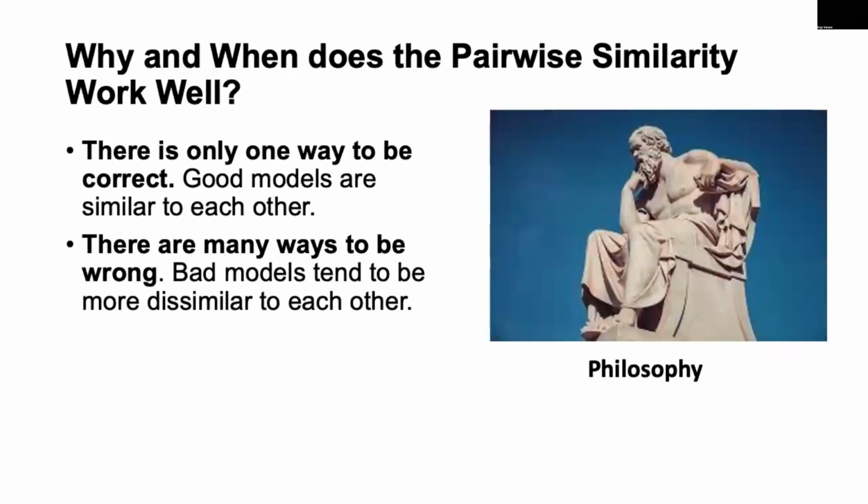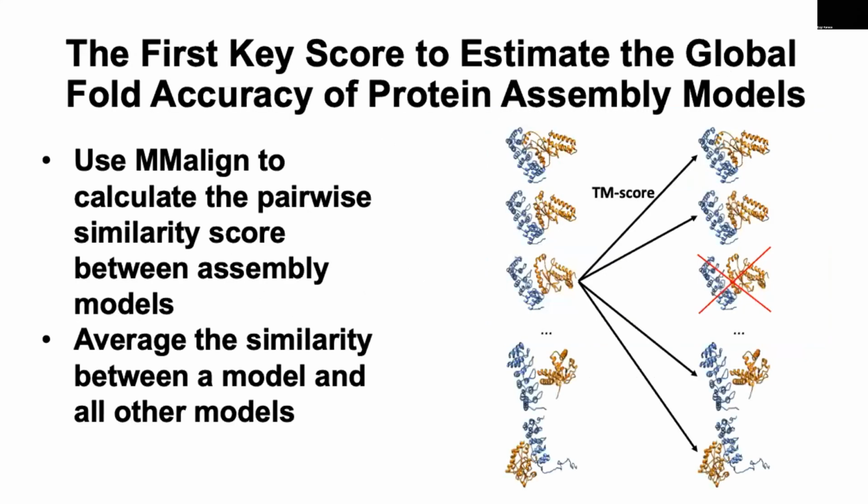So why does this work well? I think it's rooted in a philosophical foundation. That is, there's only one way to be correct in this context, such that good models are similar to each other. But there are many ways to be incorrect. That means incorrect models tend to be dissimilar to each other. So the average similarity of the good models tends to be higher than the average similarity of the bad models. Based on this, we design our first key score, average similarity. Basically, given a pool of models, we use MM-align to calculate the TM-score similarity with other models except itself, and then average them as the first key score of our scoring metric.